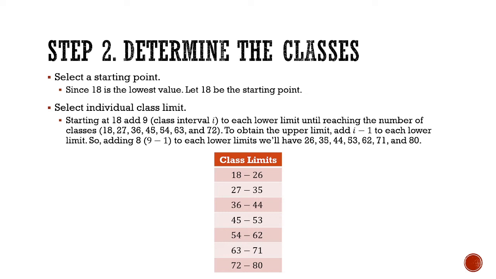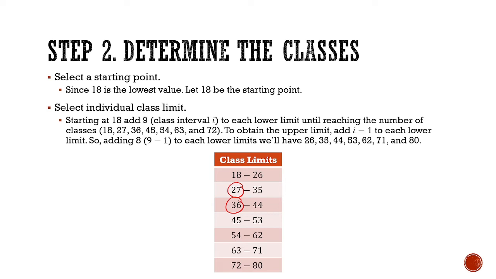Okay? So, for the next part, we just need to determine the class limits. So, for the class limits, since 18 is the lowest value, let 18 be the starting point. So, ang gagawin lang natin for the class interval, since ang class interval natin kanina ay 9, we just need to add 9 to 18. So, adding 9 to 18, that will be 27. So, that will be our next lower class limit. Okay, so then you add another 9 to 27, then you have 36, 45, 54, 63, and so on.